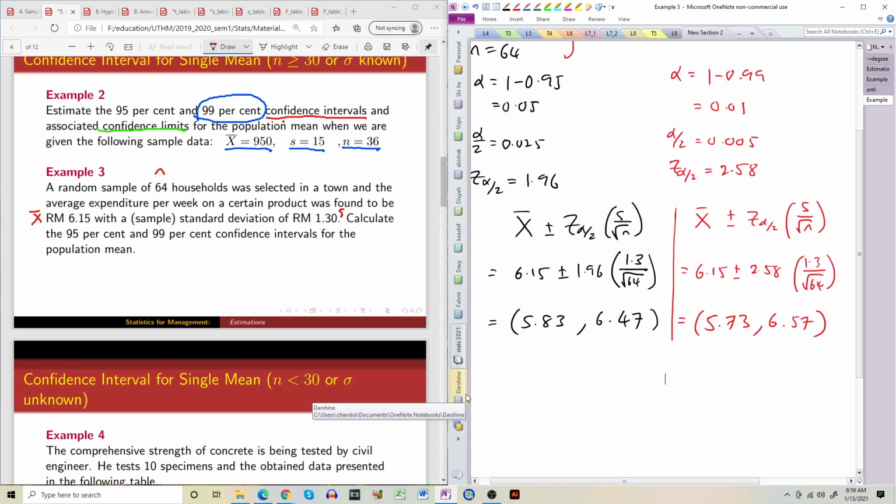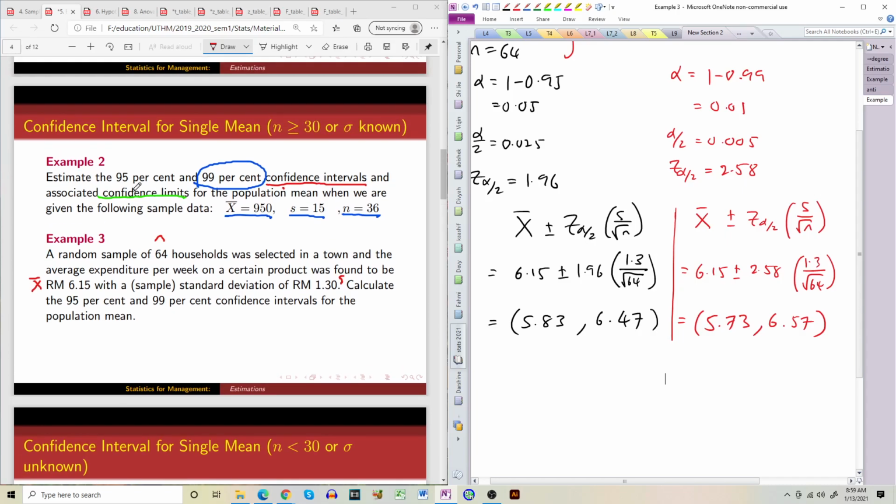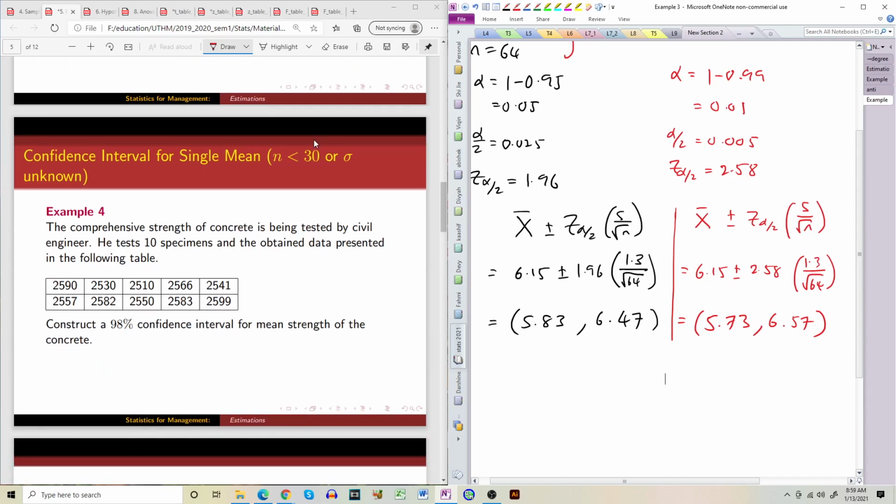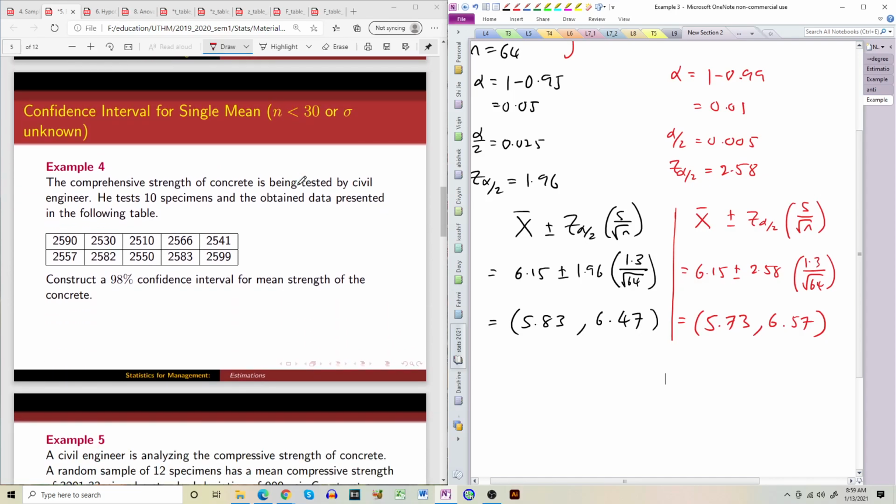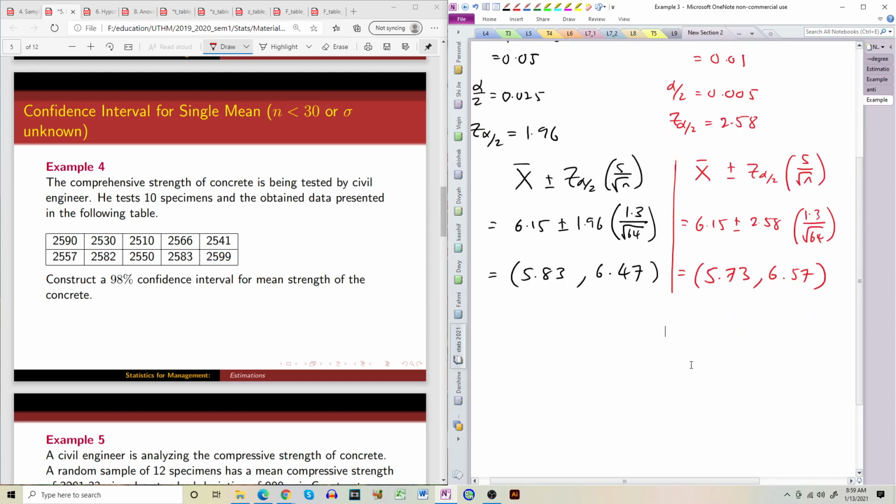Now I suppose after this you know what is the method, because the formula is almost the same for the next cases. So basically we are finding the estimation for the population mean given the information from a sample. Just now n was greater than 30. Now n less than 30. For n less than 30 we will use the t table.